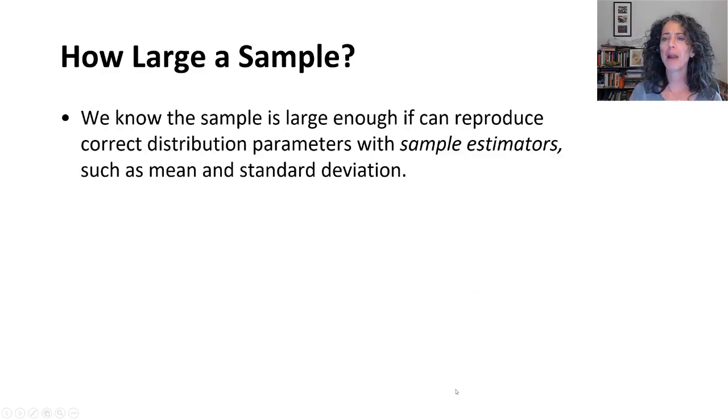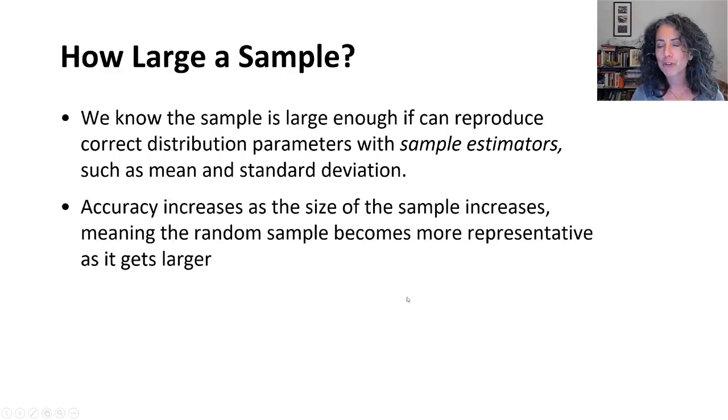Right, so what about how large a sample of values we need? What we are looking for is a representative sample, and a sample is large enough to be representative if we can produce the correct distribution parameters from the sample estimators. Accuracy increases as the sample size increases, meaning a random sample becomes more representative as it gets larger.